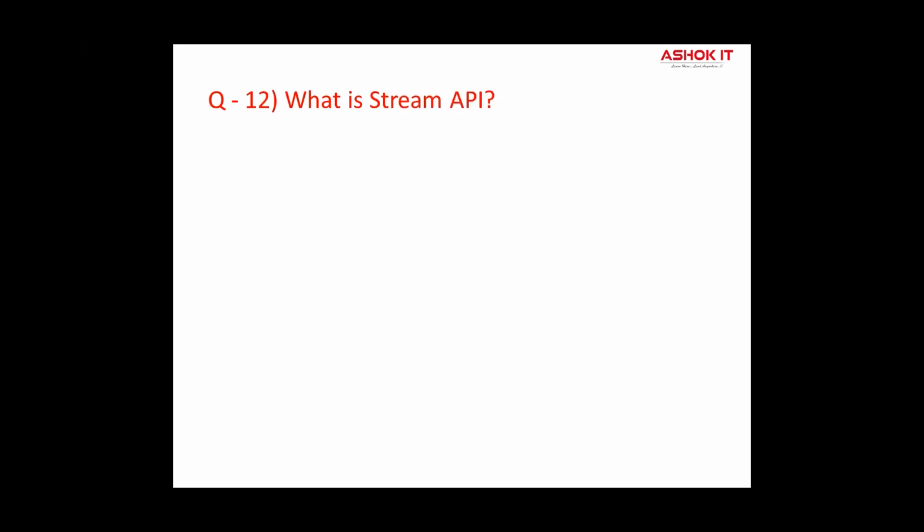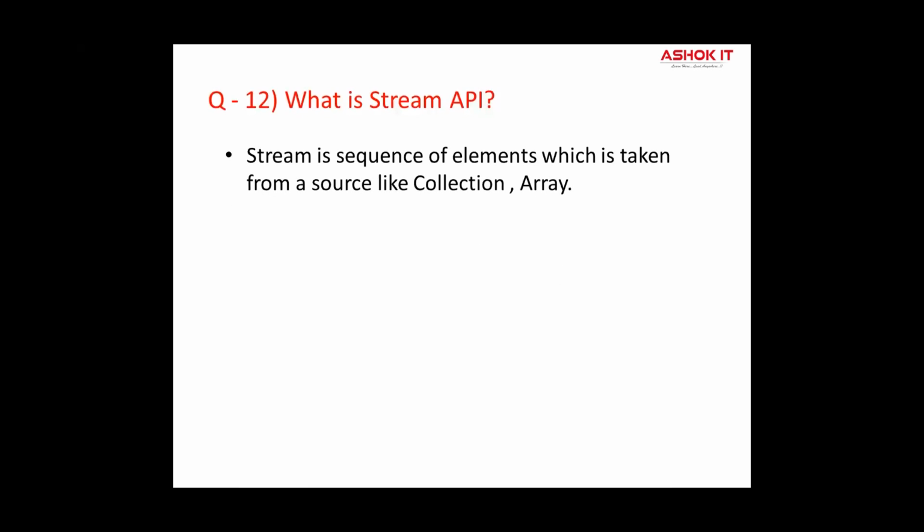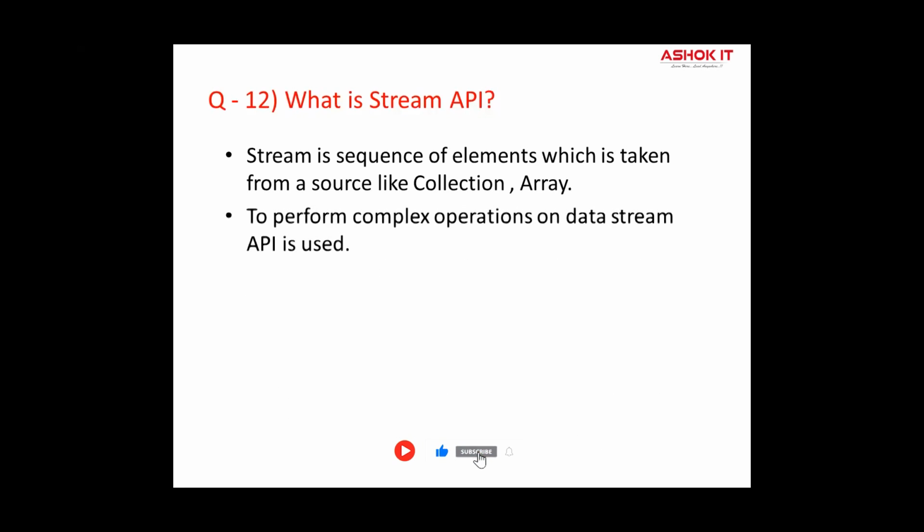Question number 12. What is Stream API? Stream is a sequence of elements which is taken from a source. The source can be your collection or array. A stream in Java can be defined as a sequence of elements from a source, and the source of elements we can refer to as a collection or array.